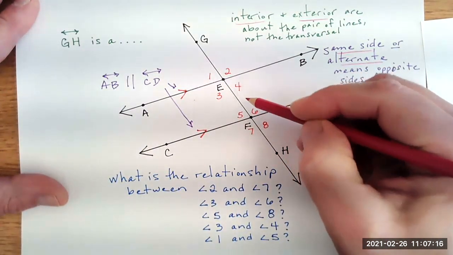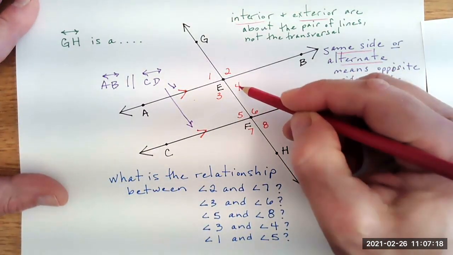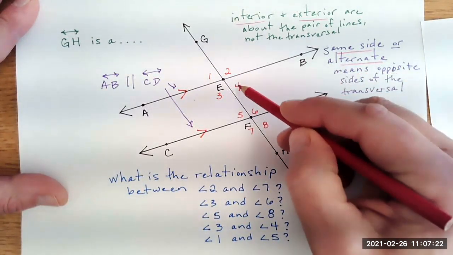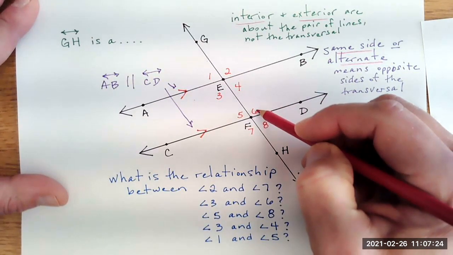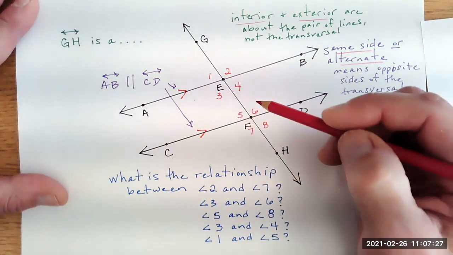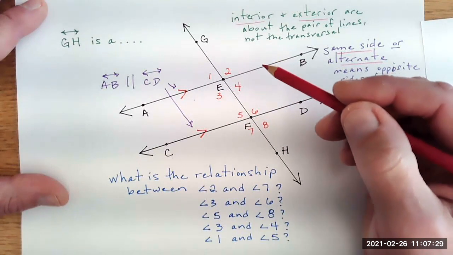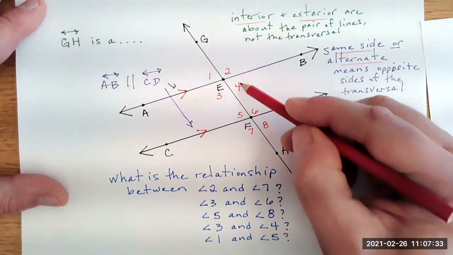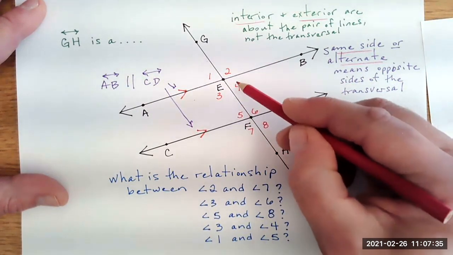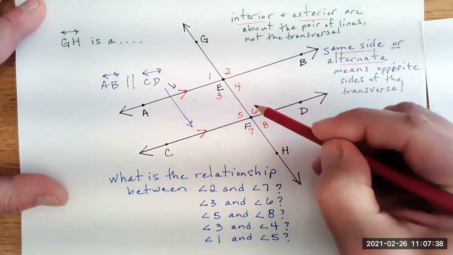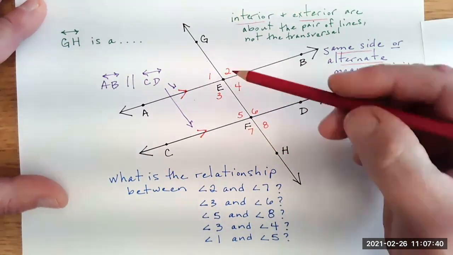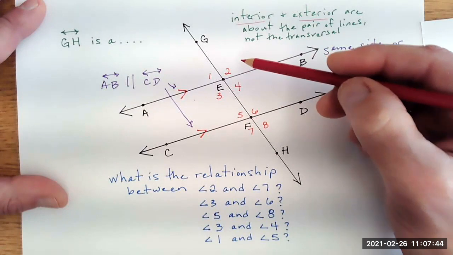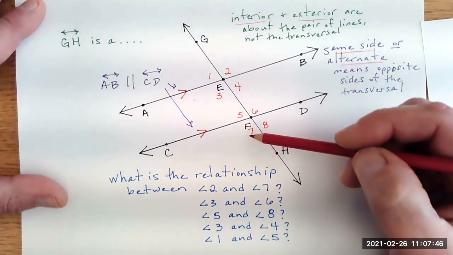These 2 angles, 4 and 6, are on the same side and they're on the interior. So the relationship is same side interior angles. 3 and 5 are same side interior angles. 4 and 5 are on alternate sides of the transversal. They are alternate interior angles. 3 and 6 are alternate interior. 1 and 8 alternate exterior. 2 and 7 alternate exterior.